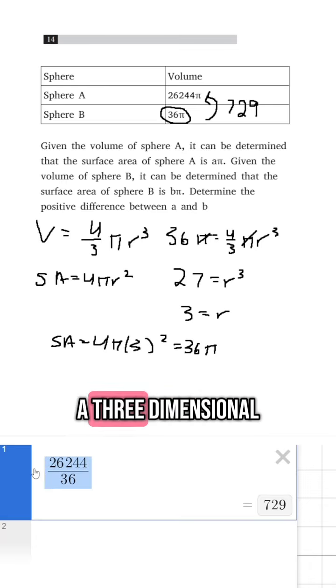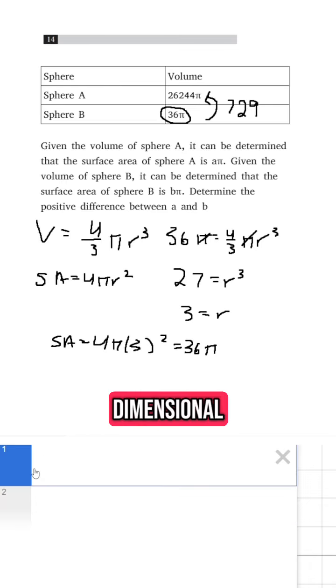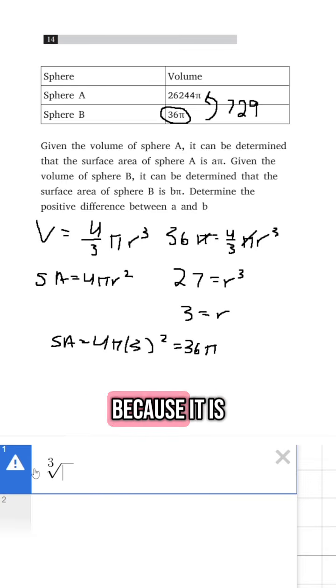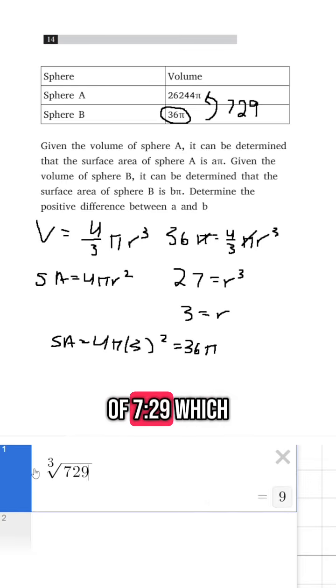The volume is a three-dimensional measure. Area is two-dimensional, perimeter or circumference is one-dimensional. So, if I multiplied by 729 for the volume, then the side lengths, aka the radius here, would have multiplied by the cube root, because it is three-dimensional, of 729, which means the side lengths multiplied by 9.